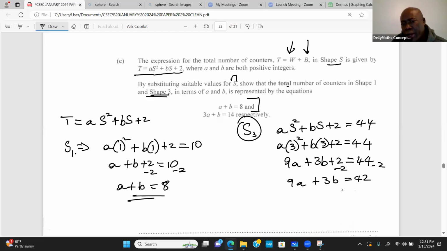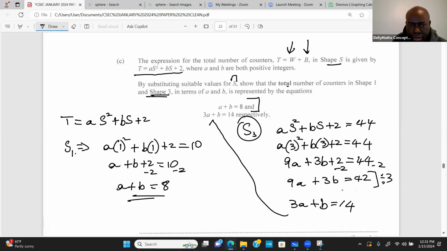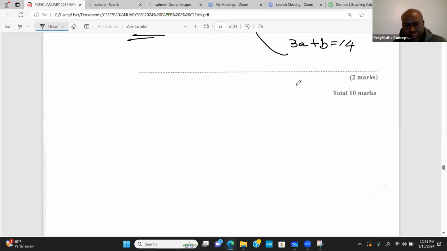So when I look at it, it's not what I want yet, but if I divide everything by 3, 3 into 9A, we're going to get 3A. 3 into 3B, we're going to get B. 3 into 42, we get 14. All right, so definitely we just proved this one now. There it is. So that's what they wanted us to do: take the first shape, the second shape, and prove these. We're done.